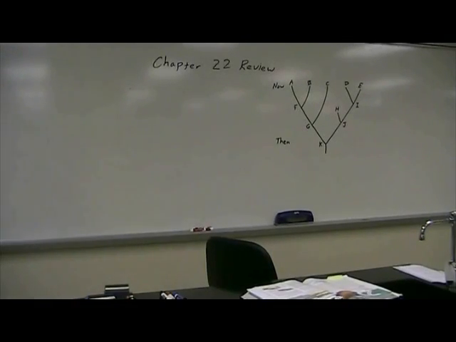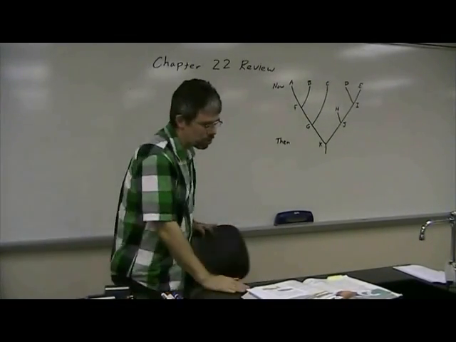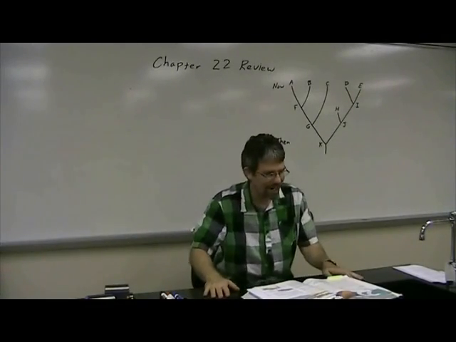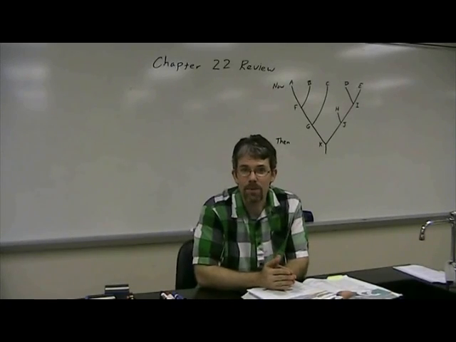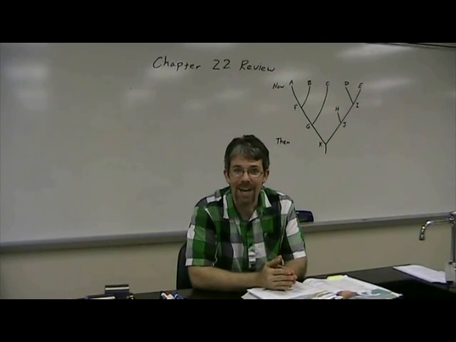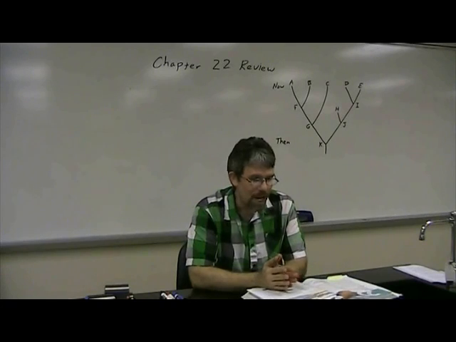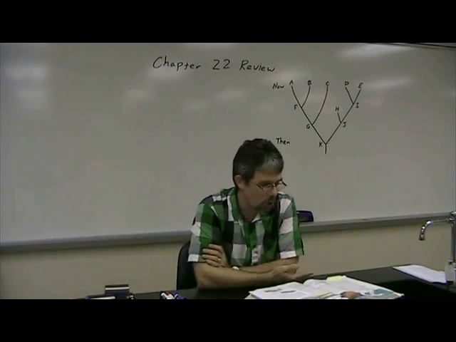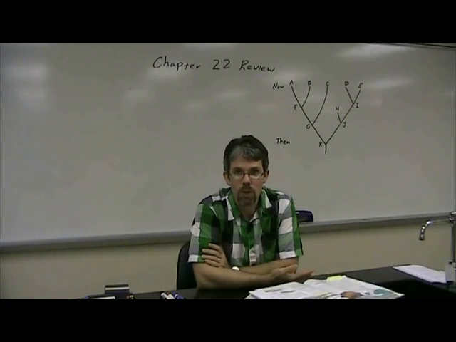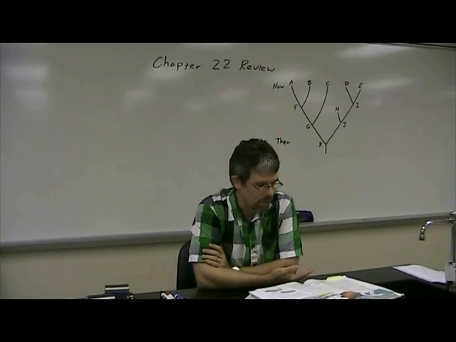A review of Chapter 22. The title of Chapter 22 is Descent with Modification, a Darwinian View of Life. This chapter begins a series of chapters that we will cover on evolutionary biology. This one kind of starts off with a little bit of history: Charles Darwin, some of the ideas before Darwin, and some of the ideas during Darwin's time.